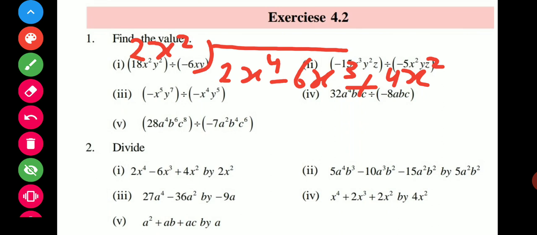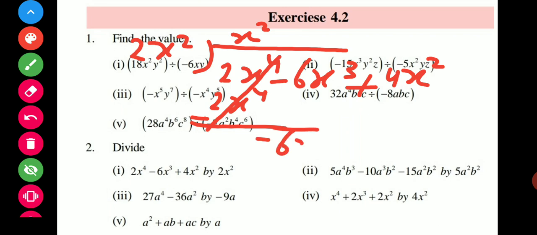How can we multiply 2x square? x square times, so it becomes 2x to the power 4. Now change their sign, it will be cancelled out, so we get only minus 6x cube. Now minus 3 times of x, so it becomes minus 6x cube.